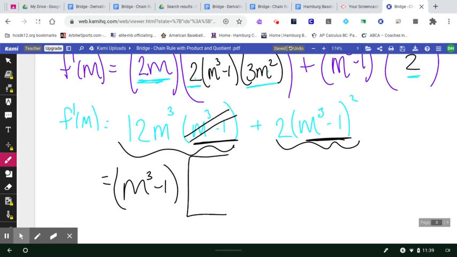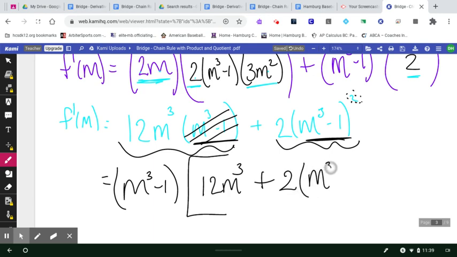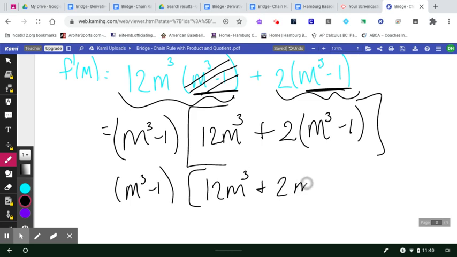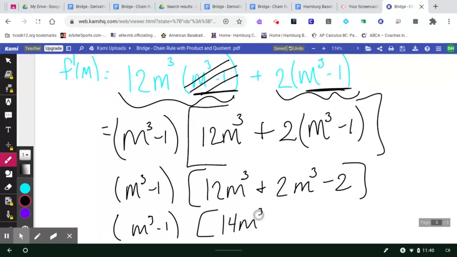I just took this out, so I have 12m cubed. There was 2 here, I'm taking out 1, so keep my plus sign, I'm left with 2 times m cubed minus 1. And again, I can clean up inside there. So I have m cubed minus 1. This is going to get me 12m cubed plus 2m cubed minus 2. So that's 14m cubed minus 2. Okay.